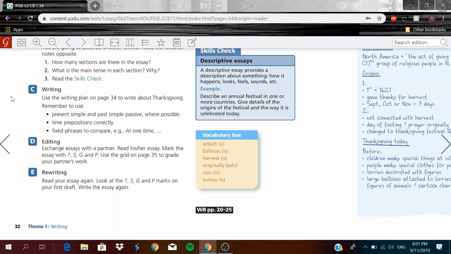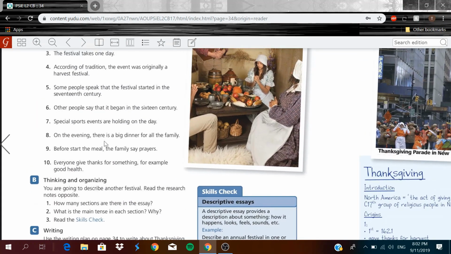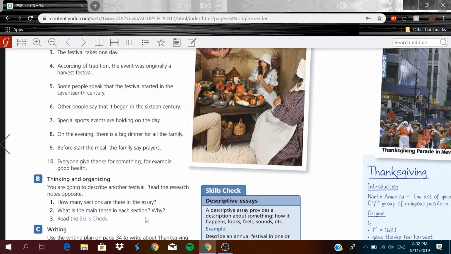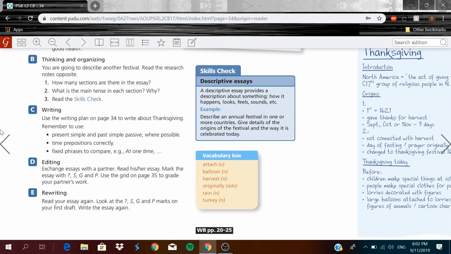Here we have: use the writing plan on page 34 to write about Thanksgiving. Okay, I'm actually going to give you a choice here. You can write about Thanksgiving if you want, or if you want to talk about another festival, that's also up to you. Just remember to use the present simple and past simple passive where possible. Obviously, I'm not forcing you to do anything, but this one's really important: use the correct time prepositions. You guys remember the mistakes that we saw here? These can mess you up real bad, so make sure that your time prepositions are on point. You can go back in the video and check the time prepositions again, okay?